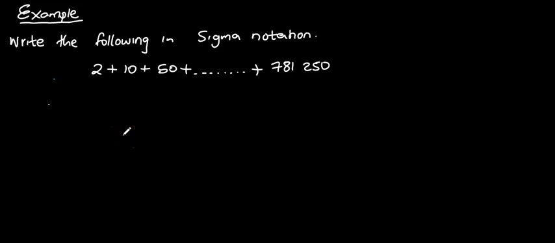Okay, let's look at what we have on this problem. Write the following in sigma notation. When we say sigma notation, it should be in this form: k is equal to maybe 1, n, and the general term. So we need to first find the general term. Then we'll use that general term to find the value of n.